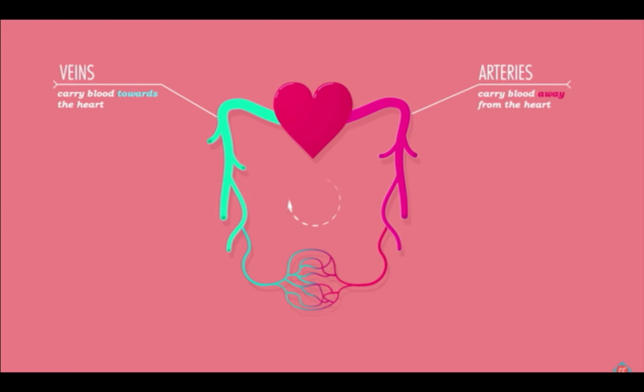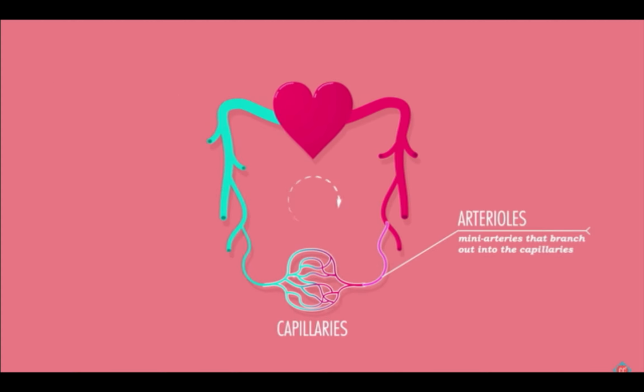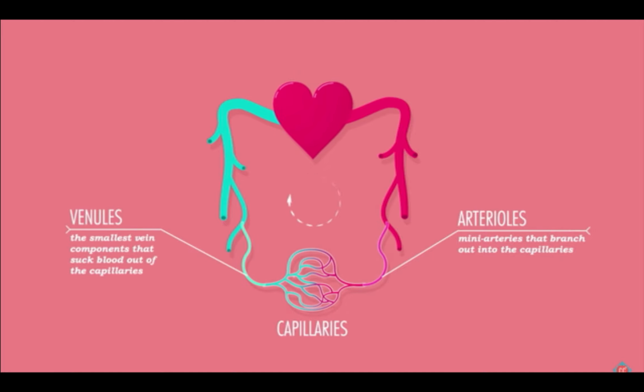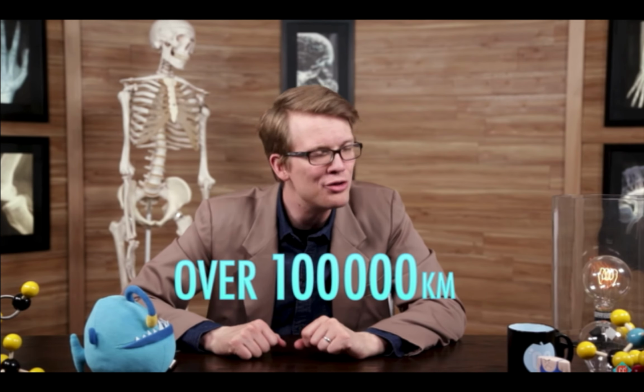You already know about the three major types of blood vessels: the arteries that carry blood away from the heart, the veins that bring it back, and the little capillaries that act as the transfer station between the two. But you've also got arterioles, which are like mini arteries that branch out into those capillaries, and venules, the smallest vein components that suck blood back out of the capillaries and merge into the larger veins that head home to the heart. And it's quite an incredible journey, really. If all your blood vessels could be strung together in a single line, they'd stretch out for 100,000 kilometers. That's like, if you, and then carry the two. It's like 2.5 times around the Earth.